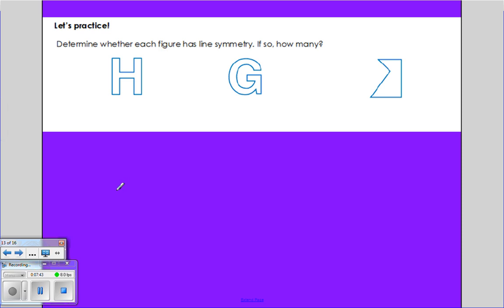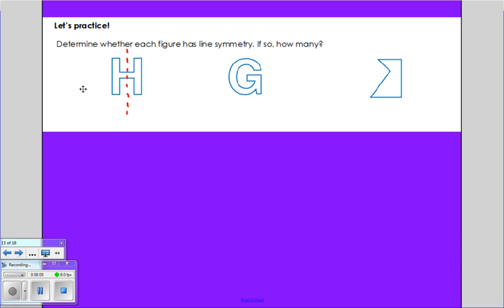determine whether these figures have lines of symmetry, and if so, how many. So we're looking at this one right here, letter H. Now you probably all have figured out that you have at least one line of symmetry going down here. Okay, so if we wrote this H exactly like this on a piece of paper and we folded it in half this way, all of our corners would match up.